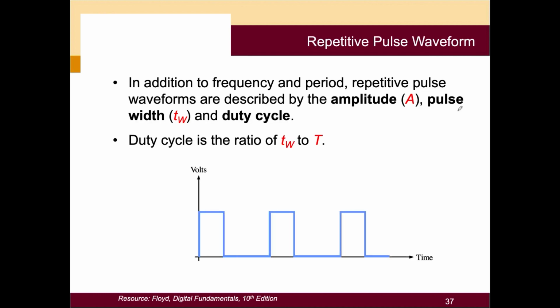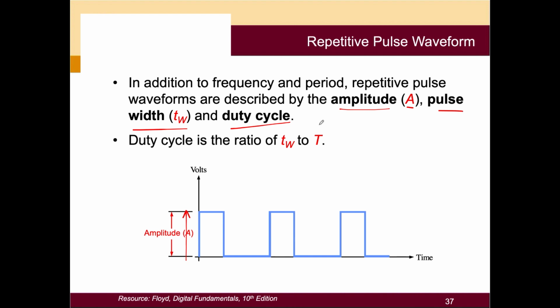And over here you can see there is a repetition of the pulse waveform. So over here you have the amplitude. Basically this is your amplitude, which we call A, and then your pulse width, which is TW, and the duty cycle, which is basically the ratio of TW to T, which is your period.